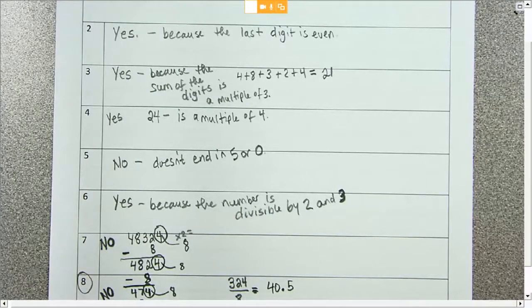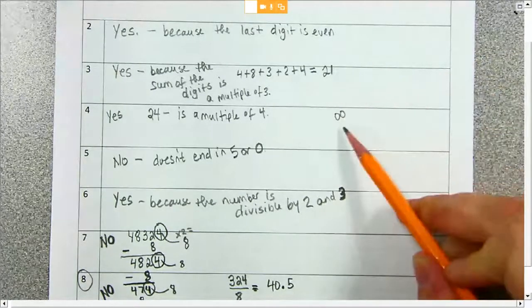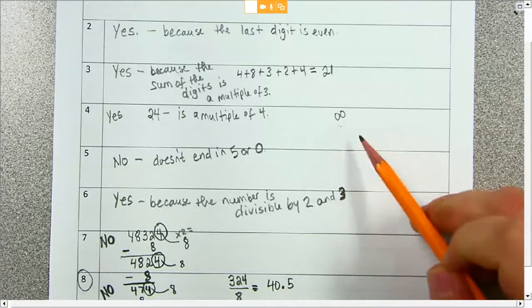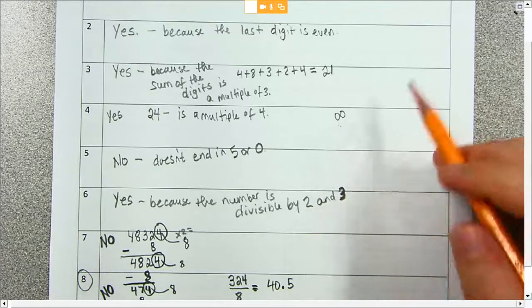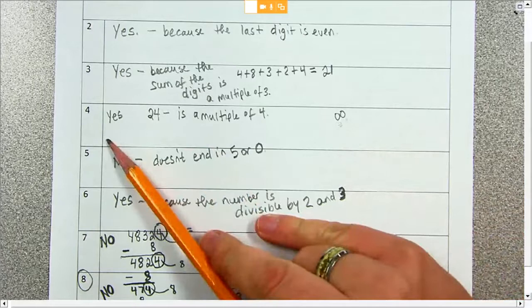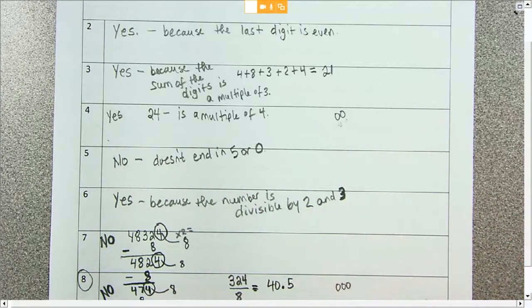Do you notice that 8 and 4 have a very similar rule? 4 is the last 2 digits, 8 is the last 3 digits, right? And by the way, if you have 0, 0 as the last 2 digits, 0, 0 is a multiple of 4 because 4 times 0 is 0. So if something ends in 0, 0, it's automatically divisible by 4. If something ends in 0, 0, 0, it's automatically divisible by 8. So watch out for that. That's something that you may not see.